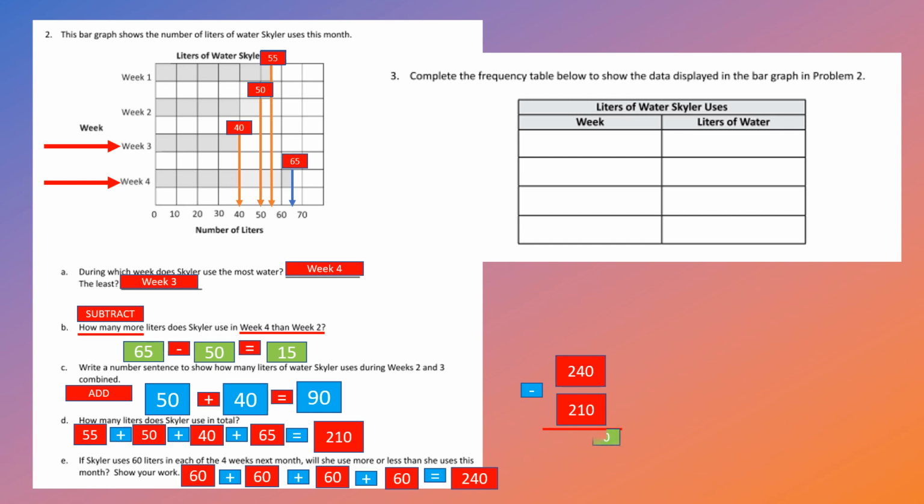So now we subtract. What's 0 minus 0? 0. And 4 minus 1? 3. 30. So again, the question said, will she use more or less than she uses this month? This month she used 210. Next month she's going to use 240. So that means she will use 30 liters more next month. Now, if you need to pause your video to check your work to make sure that your math matches my math, go ahead and do so now.